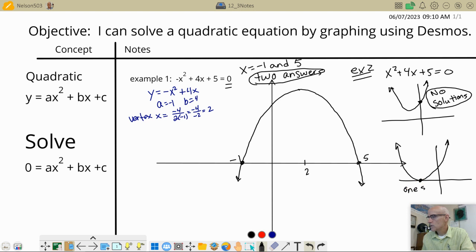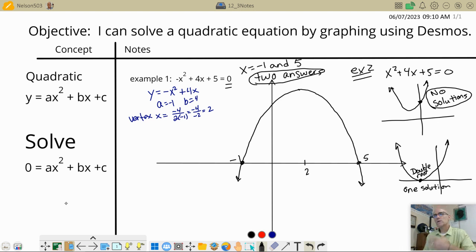One solution. Now they do call these things a double root. The book uses the same word that I use in pre-calculus. It's a double root. So you might see that in your choices when you're doing the McGraw-Hill assignment today. So this one's called a double root.